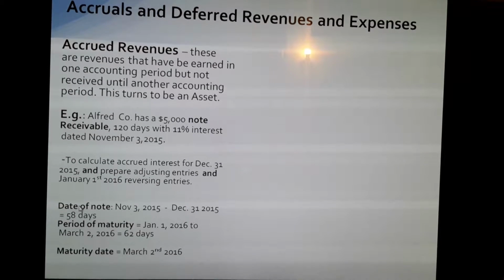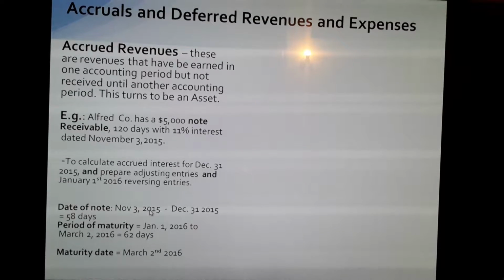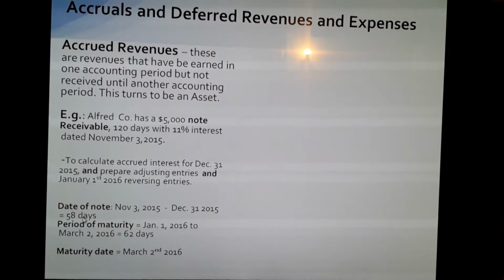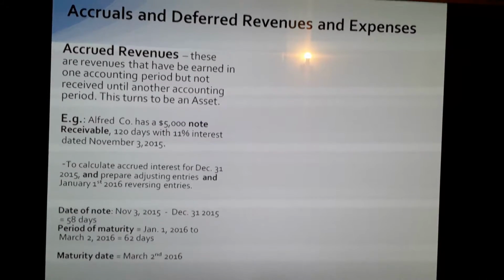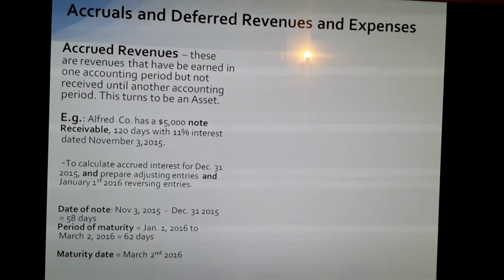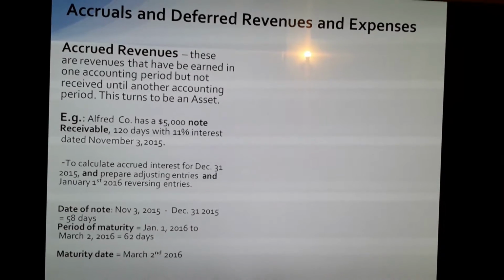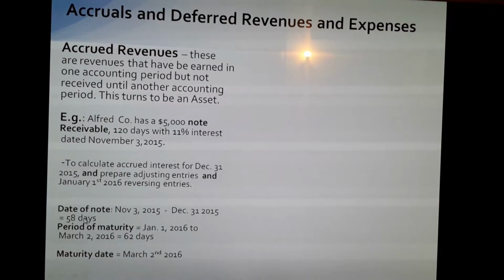First, you have to know the date of the note. The date of the note was November 3. This was when the note was given to Alfred Company. From November 3rd to December 31 is 58 days. Remember, this is telling you about days. The previous example was telling you about months. If you are asked to do days, you have to count the days individually. If you are asked to do months, you go by the months. This is the difference in the language of accounting. If you are given days, do it by the days. If you are given months, do it by the months.